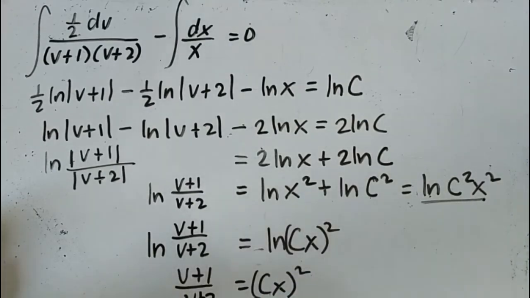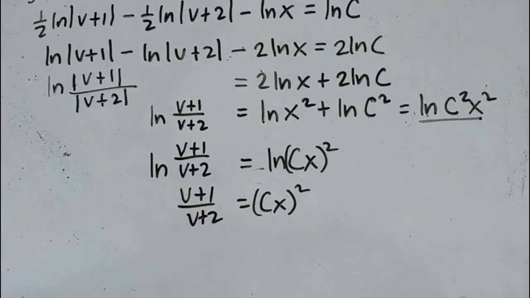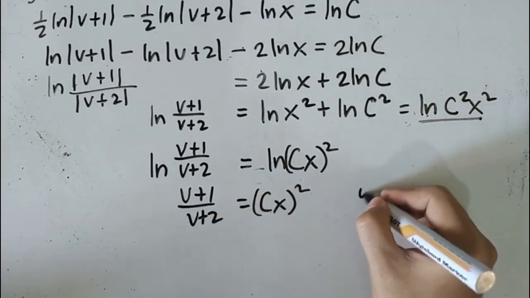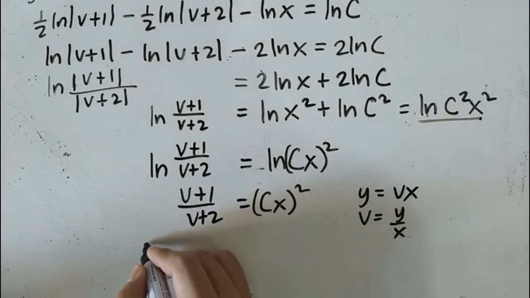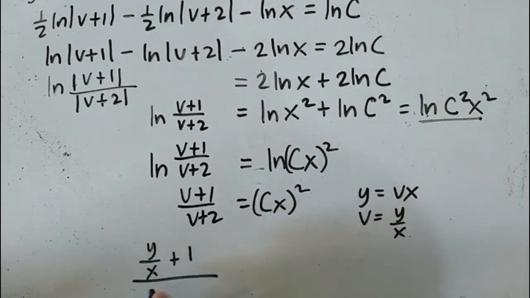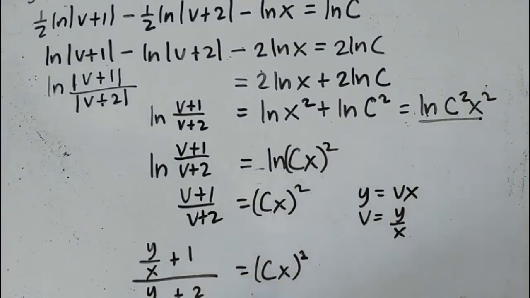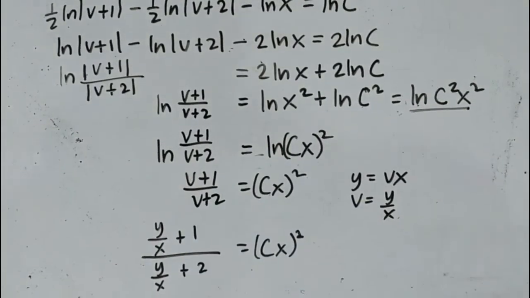And then we substitute back the y to v. Remember that we use y is equal to vx, so therefore v is equal to y over x. So we substitute here. We have y over x plus 1 over y over x plus 2 equals cx squared. And so the task remaining is to simplify y over x plus 1 and y over x plus 2.